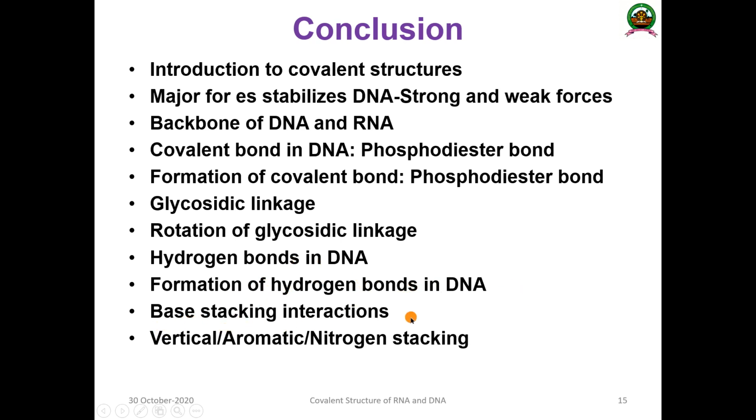And we have discussed base stacking, which is a very weak interaction like hydrogen bonding, how it is happening, and why DNA is a typical spiral double helical structure. Why is there a helical fashion? The reason is base stacking. These are known as vertical stacking or aromatic stacking or nitrogen stacking. All things are the same. This is all, dear students.